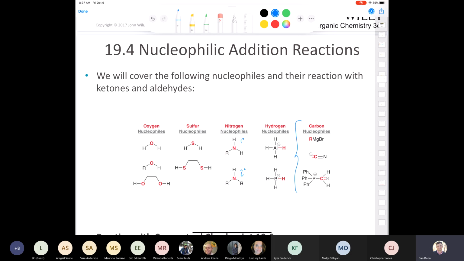And then finally, we'll talk about carbon nucleophiles, which will result in the formation of new carbon-carbon bonds. The Grignard is old hat, something you've seen before. We'll also look at cyanide as a nucleophile, and this interesting species down here, which is called an ylide, which results in the formation of new carbon-carbon double bonds. And we'll study that reaction in detail. It's called the Wittig reaction.